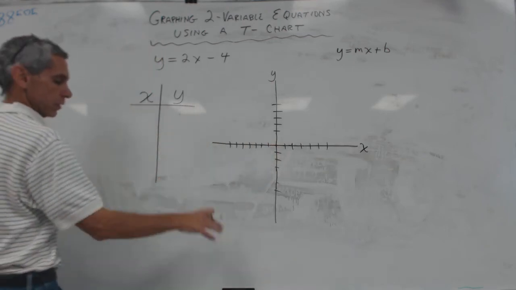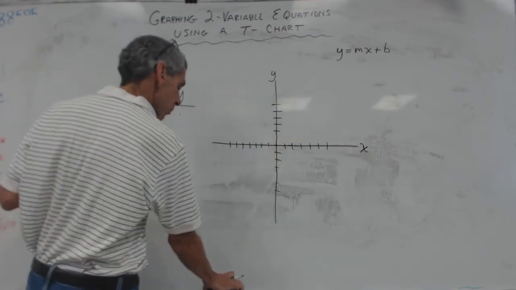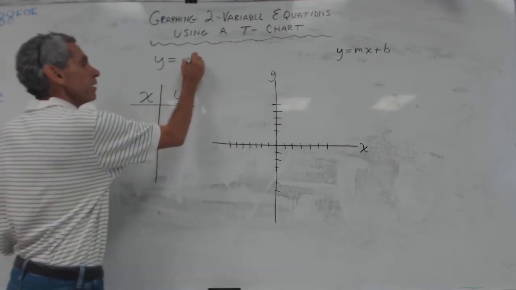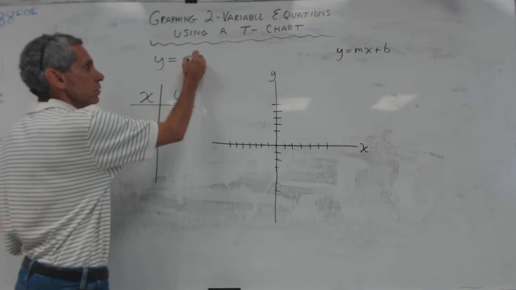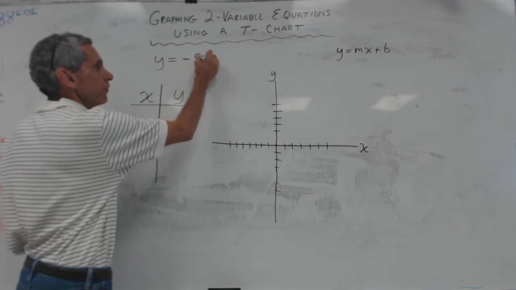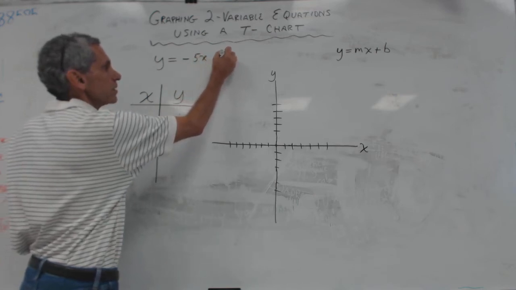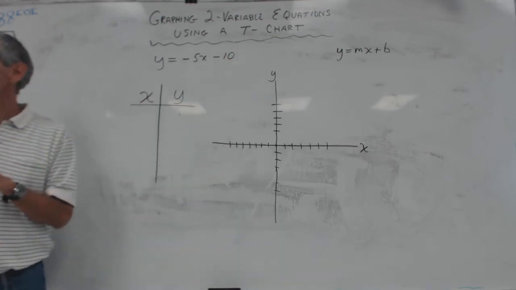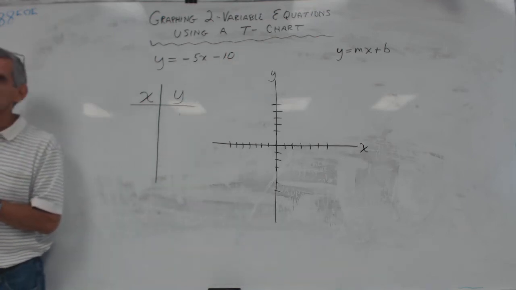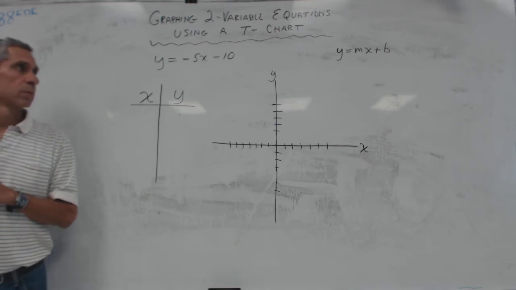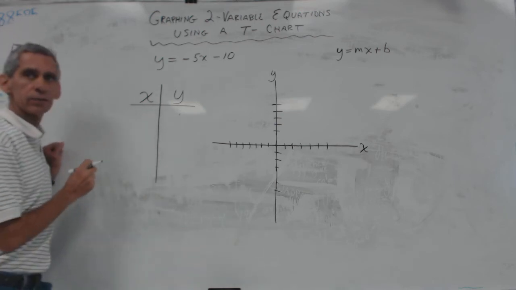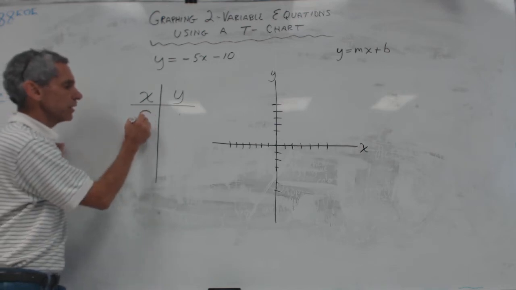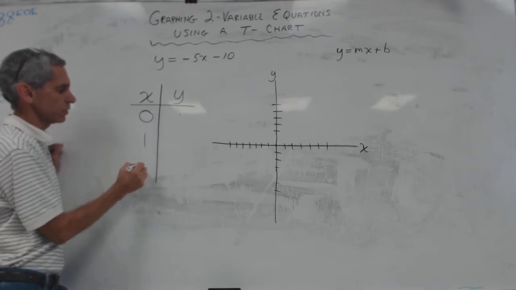We're going for a new equation. Here we go. y is equal to negative 5x minus 10. Oh, this is going to be a lot of negatives, isn't it, Gary? I have no idea, but what am I going to choose for my x? 0 is always your easiest choice to start with, then 1 and 2.